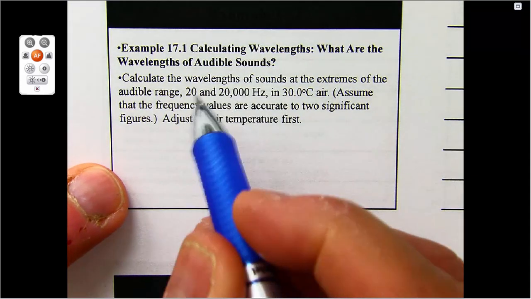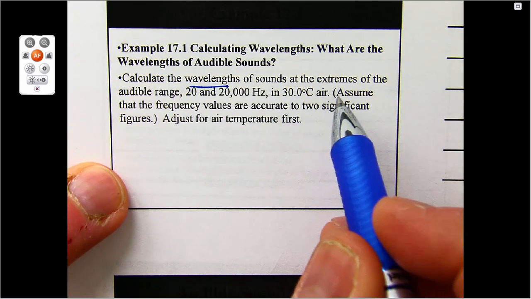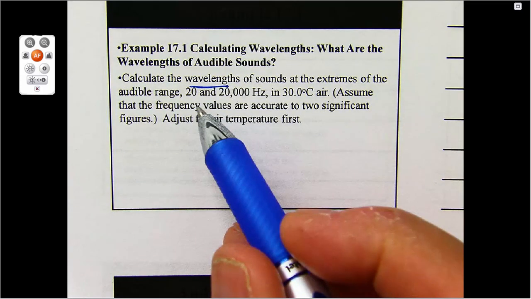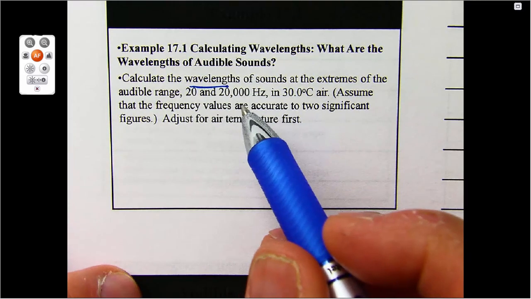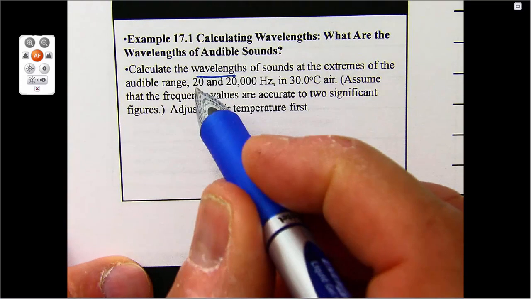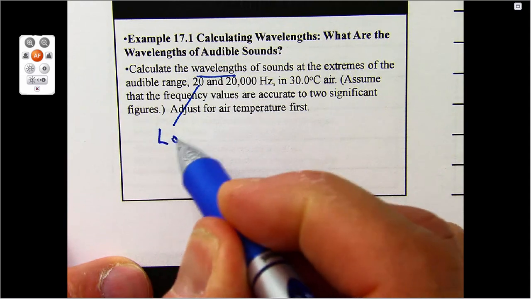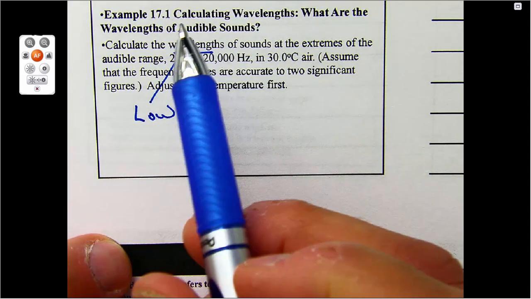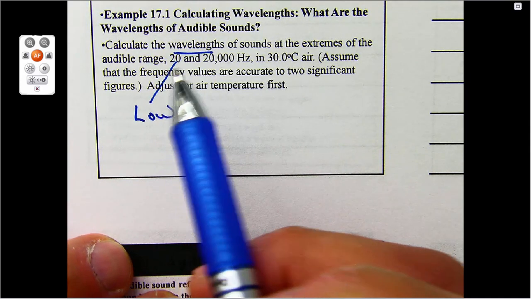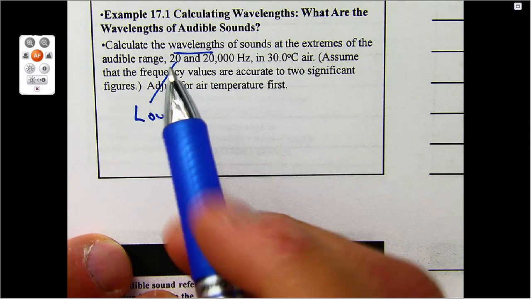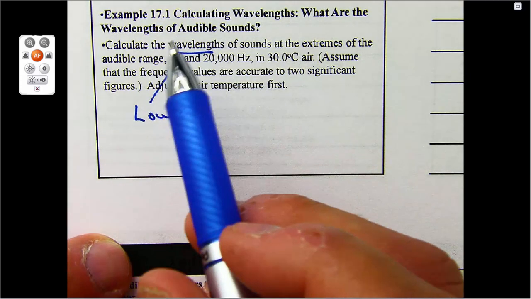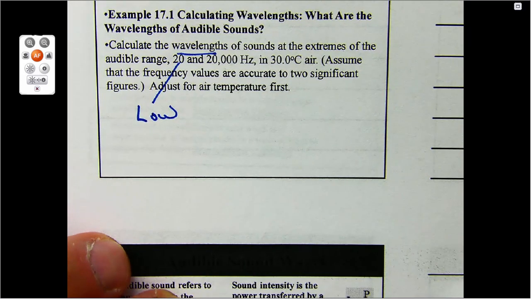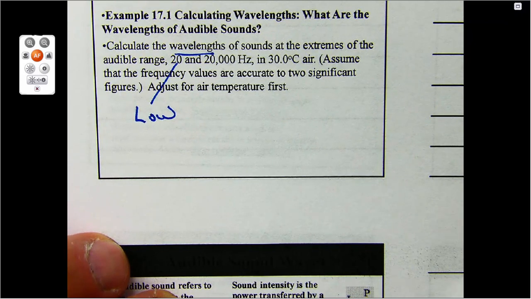So it says calculate the wavelengths of sound at extreme audible ranges, 20 to 20,000 hertz. So this is going to be your low frequency, right? And typically, you're not going to have a speaker that's going to put out 20 hertz. I don't think you're going to hear 20 hertz either, but maybe you get up to 60 or 80. And 20,000, you're not going to have a speaker to do 20,000 hertz either. But this is the range.